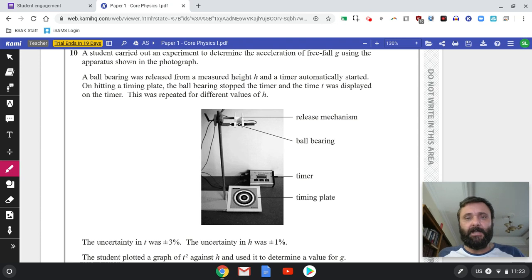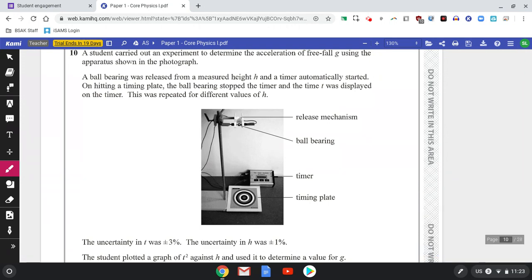Right, let's have a look at question 10. This is the core practical. This is the measuring g, measuring acceleration due to gravity, core practical. This is one of the methods, because I think there's three methods you should know about. This is the trapdoor method where we use an electronic timer. So, what's all this about?